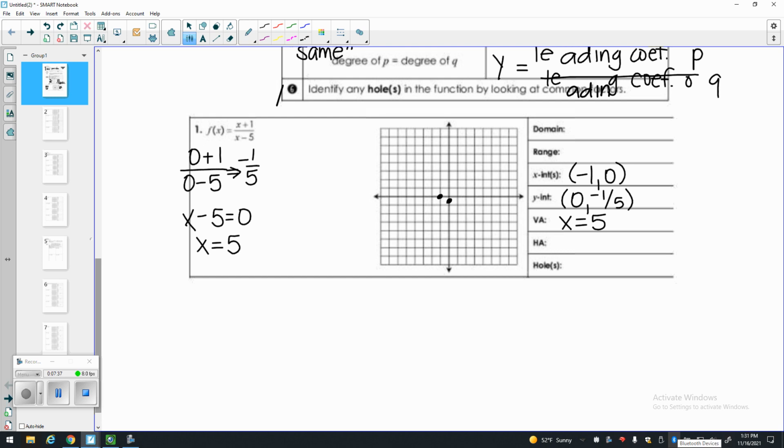As soon as you have a vertical asymptote, I would suggest you graph it. What does a vertical asymptote look like? Straight line, but it's dashed, right? So go to 5. 1, 2, 3, 4, 5. Make a vertical asymptote.